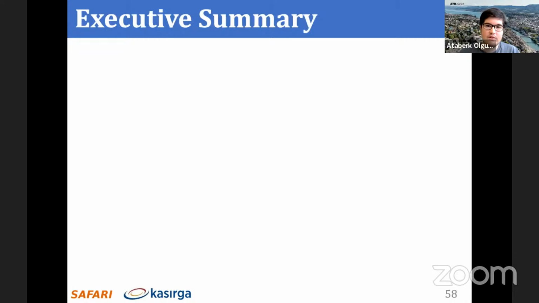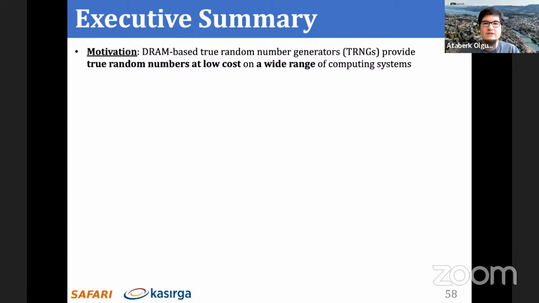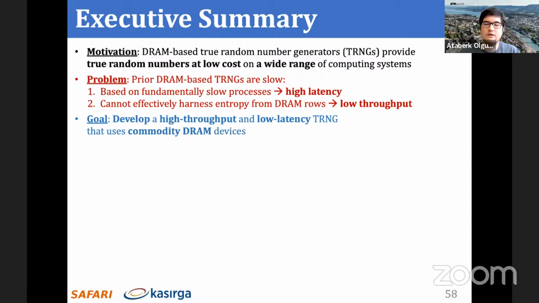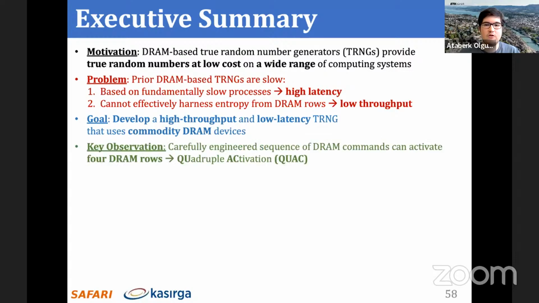So I will wrap up with, again, an executive summary. DRAM-based TRNGs can provide high throughput and low cost true random number generation to a wide range of systems. But the problem with prior DRAM-based TRNGs is that they're slow. And our goal in this work is to develop a high throughput and low latency TRNG that uses commodity DRAM devices. We observe that a sequence of DRAM commands can activate 4 DRAM rows in quick succession. And we refer to this as quadruple activation.